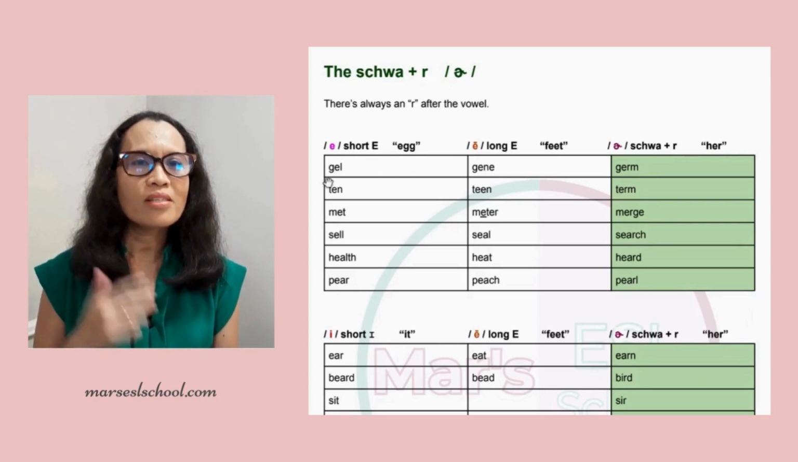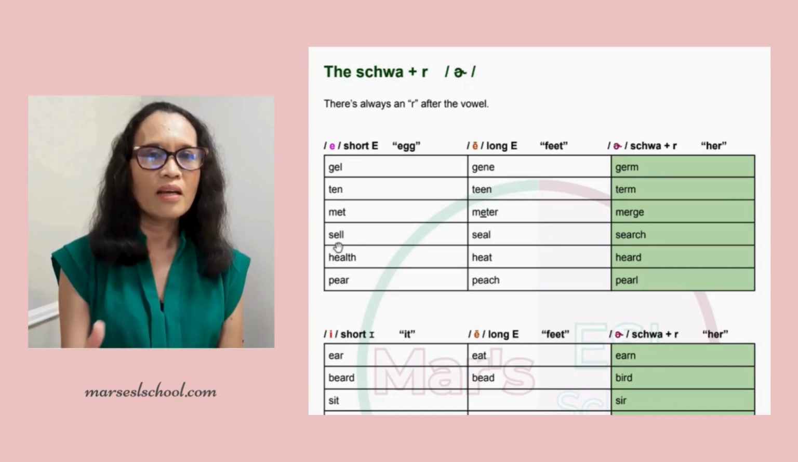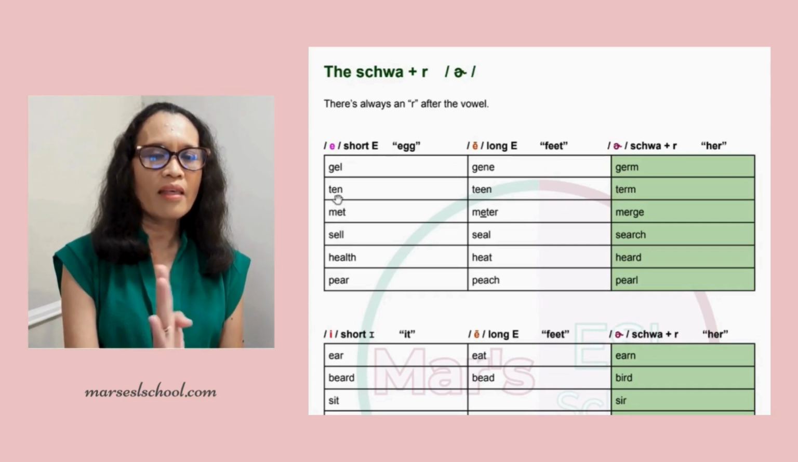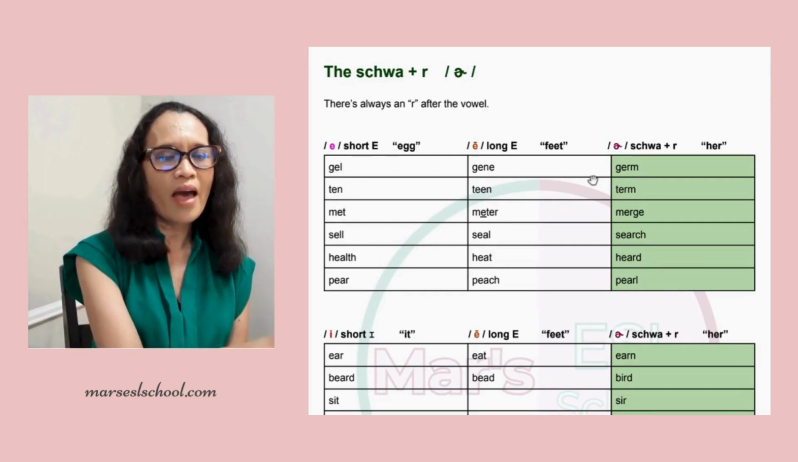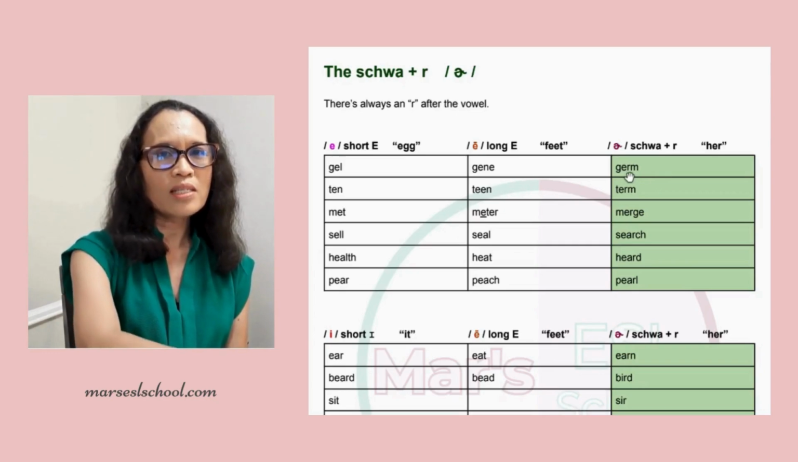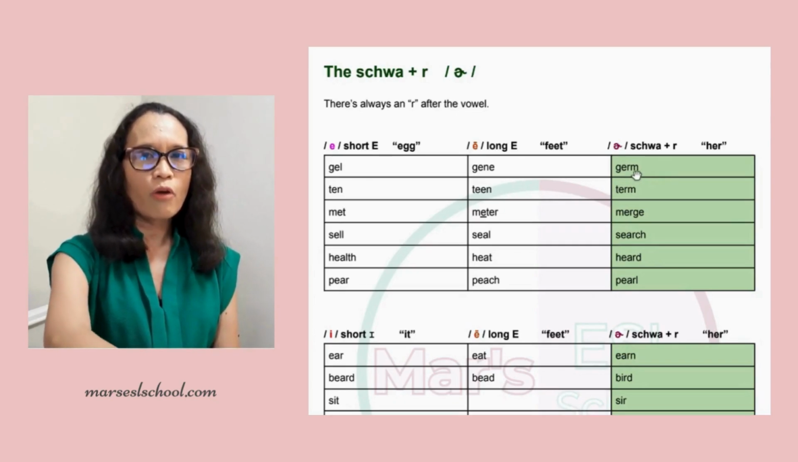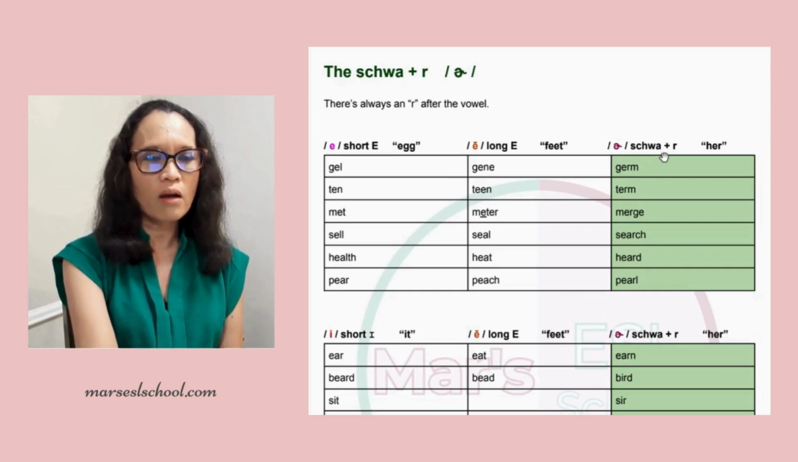We have words like gel, jet, it has a short E sound. Gel, set, ten, men, met, sell, cell. Now these words have a single letter E in the spelling, and they all have that short E sound. Now when there's an R after the E, the vowel sound changes, and now it becomes a schwa+r.